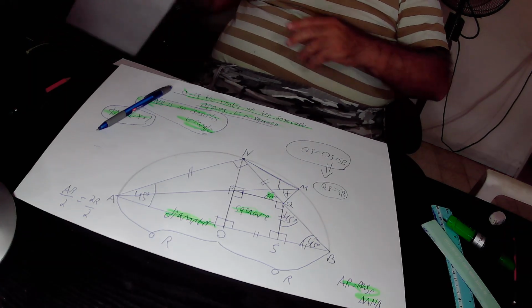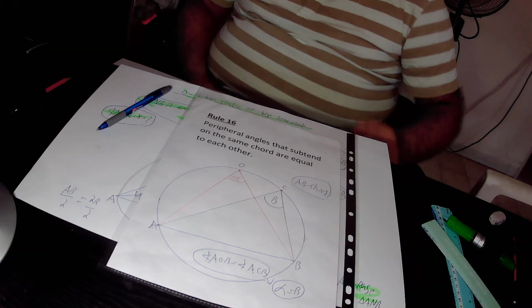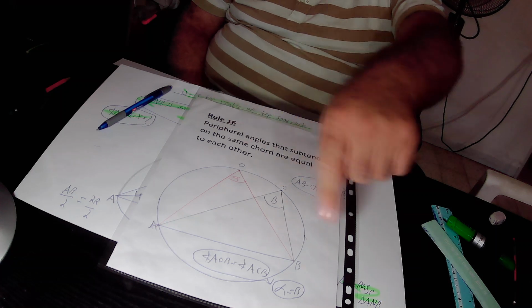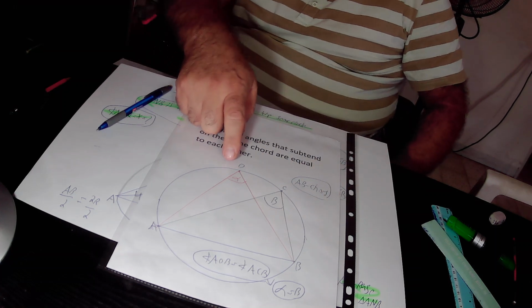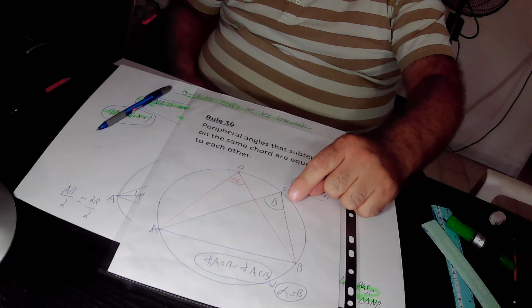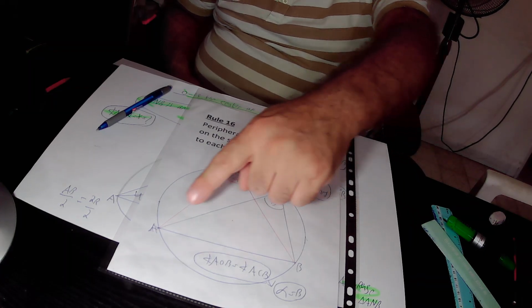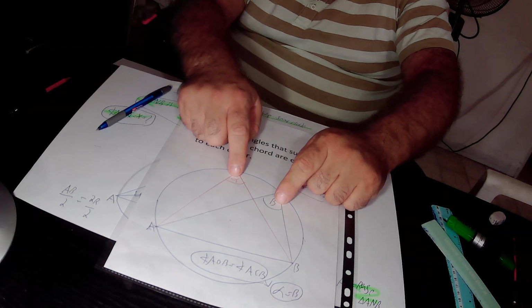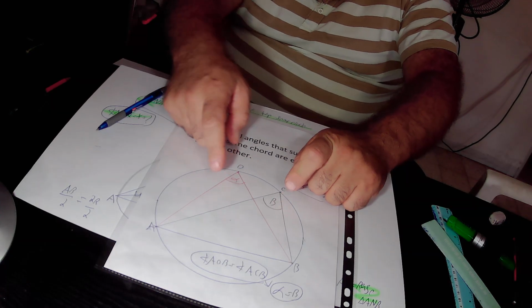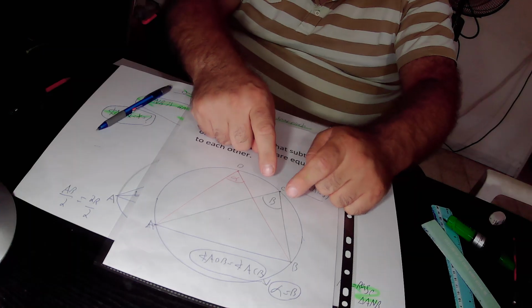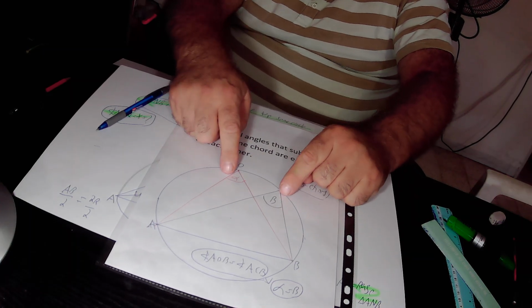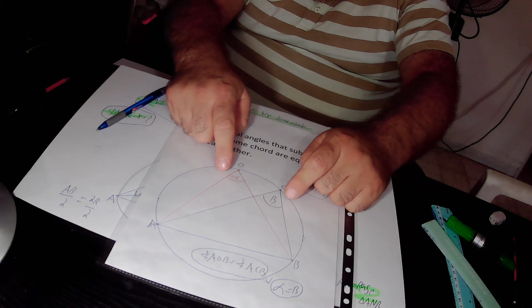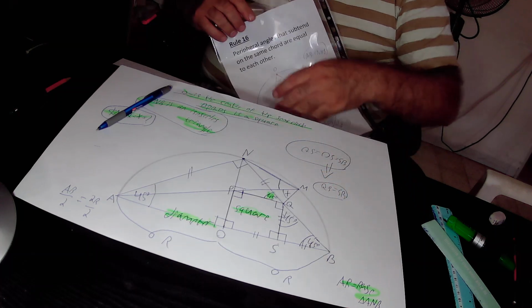Let me repeat quickly Rule 16. According to Rule 16, triangles that are subtended on the same chord are equal to each other. In the drawing, we have a circle. This is triangle AOB that is subtended on chord AB. Likewise, we have the other triangle ACB that is subtended on the same chord called AB. And because those two triangles are subtended on the same chord AB, they must be equal to each other in their sizes. That is to say, angle AOB equals angle ACB, or alpha equals beta. So if two or more triangles are subtended on the same chord, they must be equal to each other in their sizes.